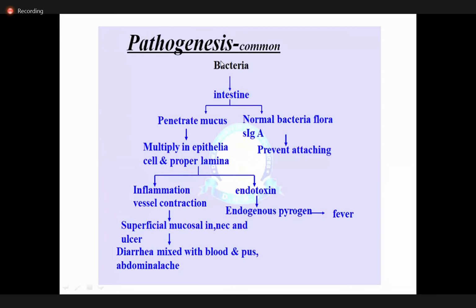This is a chart in which it is very clearly shown. First, the bacteria enter the intestine. They penetrate the mucus layer, then enter the epithelial cells and start multiplying. Normally, we have normal bacterial flora that produces IgA, right? So it prevents attachment. This normal flora is present in all human beings. It is part of the immune system of our body.